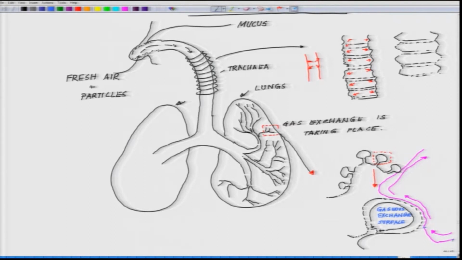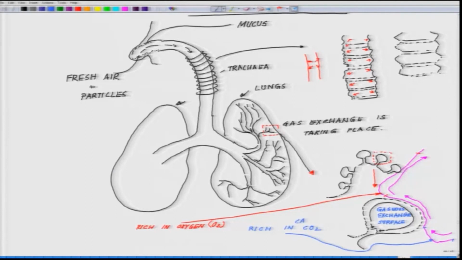is rich in CO2, and the blood which leaves this spot, which is out here in the vessel, is rich in oxygen or O2. Okay, rich in carbon dioxide.